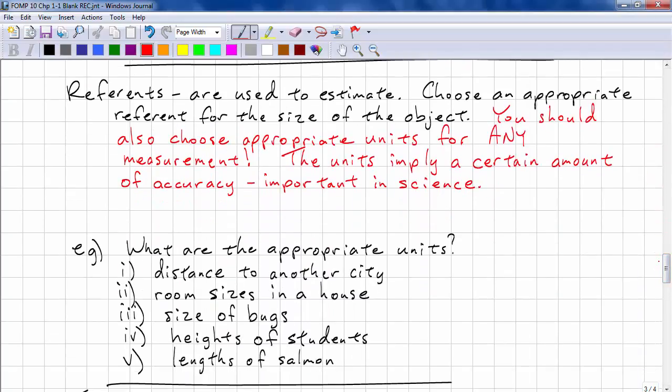So, referents are used to estimate, and we choose an appropriate referent for the size of the object. And you should choose appropriate units for any measurement. The units imply a certain amount of accuracy, and this is important in science. So, rule of thumb: minimize the number of decimals.